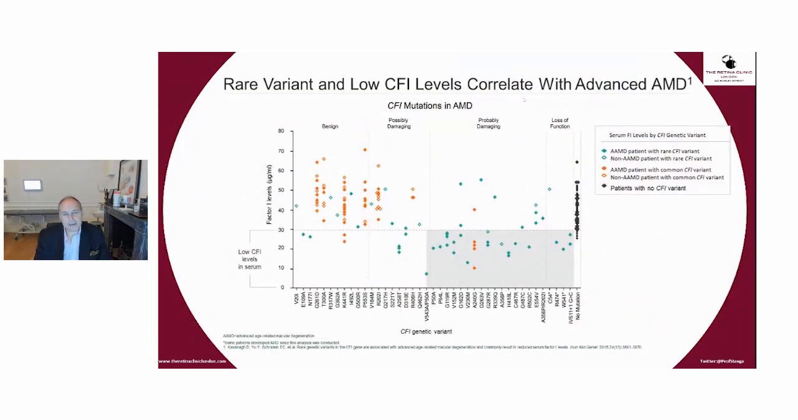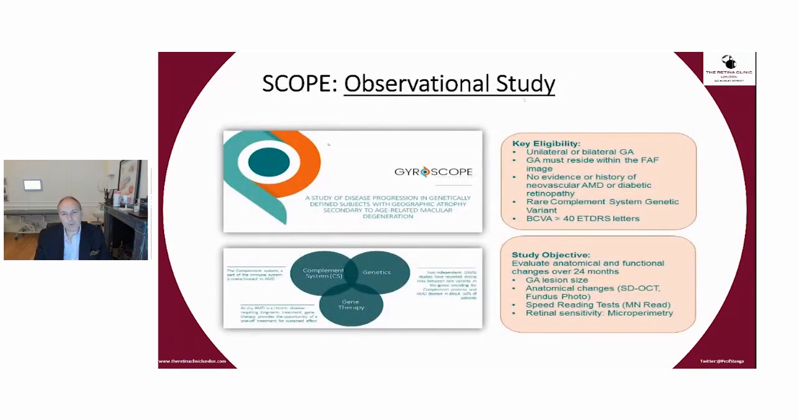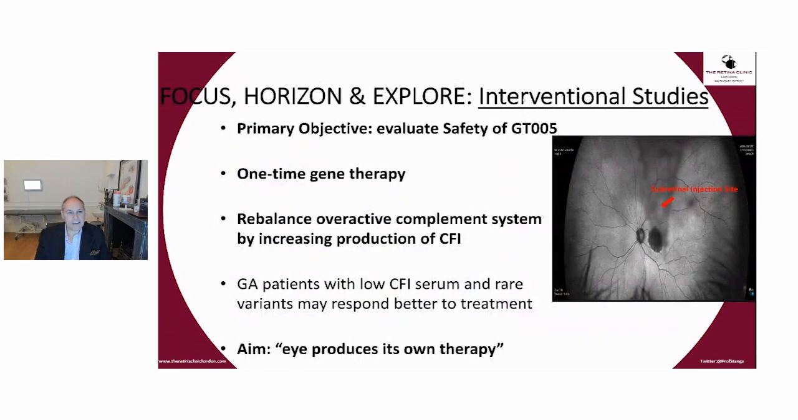We know that a rare genetic variant and low complement factor I levels correlate with advanced dry AMD. So we've got a series of studies, the SCOPE, which is an observational study, and we've got FOCUS, HORIZON, and EXPLORE. These are sponsored by Gyroscope Therapeutics, which are interventional studies. We treat patients. These are studies evaluating the safety of GT-005 for the treatment of geographic atrophy, with the aim of slowing down the progression of geographic atrophy.